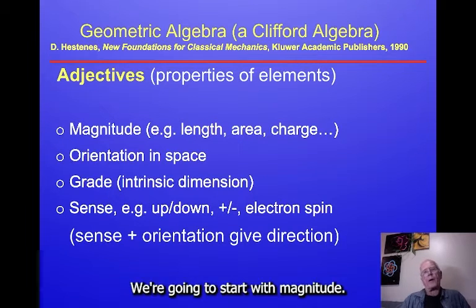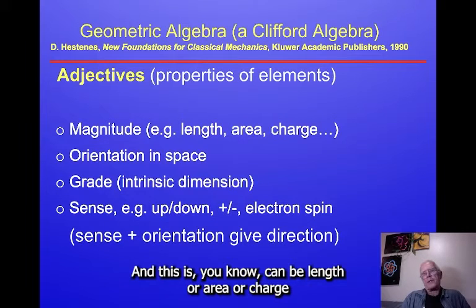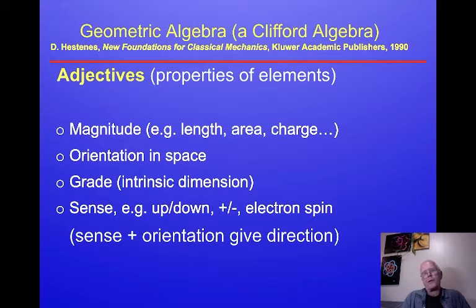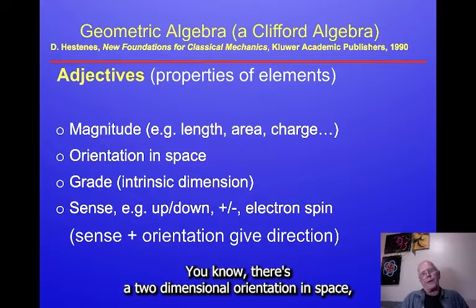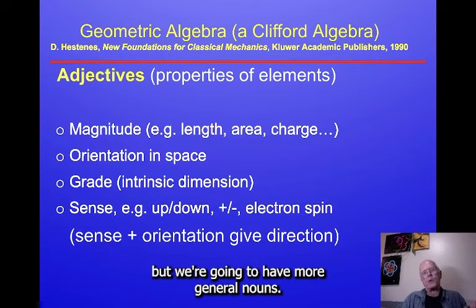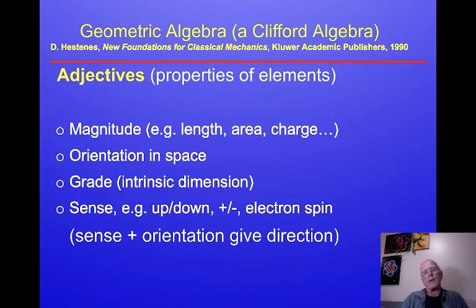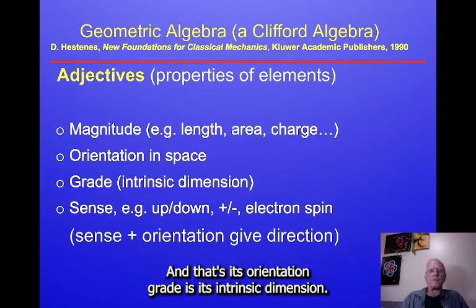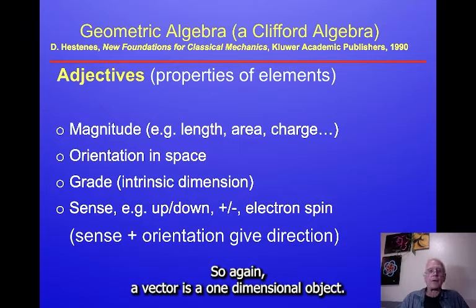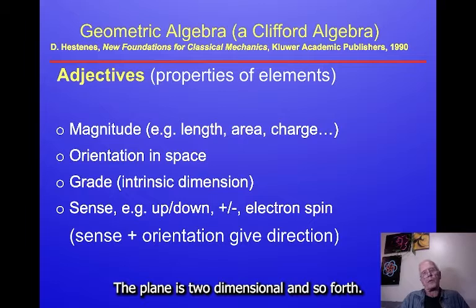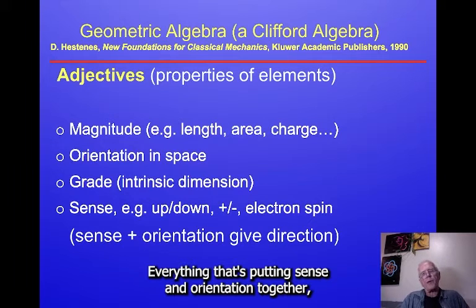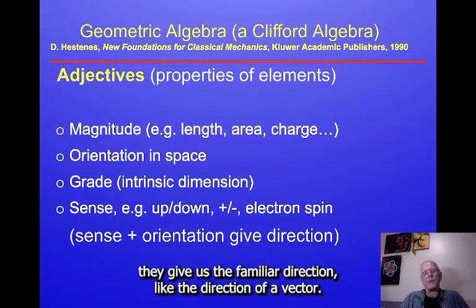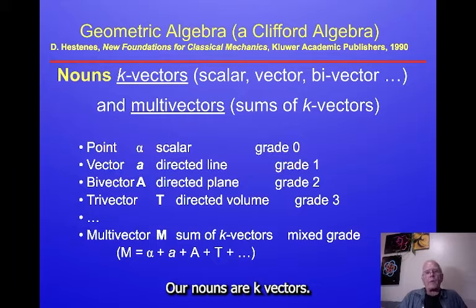In geometric algebra, we're going to start with magnitude, which can be length or area or charge of a particle. We're going to talk about the orientation in space. Now, if you think of vectors, there's a two-dimensional orientation in space. But we're going to have more general nouns. It might be a plane, might be three-dimensional, and that sits in a larger space, and that's its orientation. Grade is its intrinsic dimension. So again, a vector is a one-dimensional object, a plane is two-dimensional, and so forth. And then finally, we're going to assign a sense, up or down, left or right, plus or minus. All of these are specific applications of our sense. If we think of putting sense and orientation together, they give us the familiar direction, like the direction of a vector. Our nouns are k-vectors.